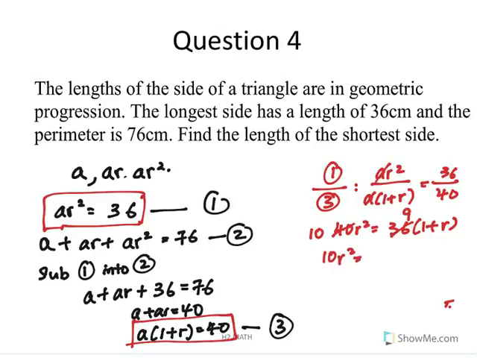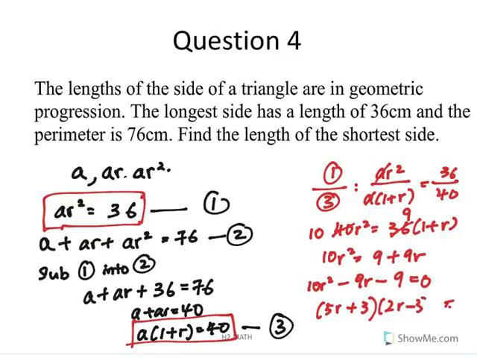So 10R square equals 9 plus 9R. 10R square minus 9R minus 9 equals 0. Factorizing this, you will get 5R plus 3 times 2R minus 3 equals 0. Now what does that mean? R could be equal to 3 over 2, or R can be equal to negative 3 over 5. But remember, R is a common ratio, so it has got to be positive.